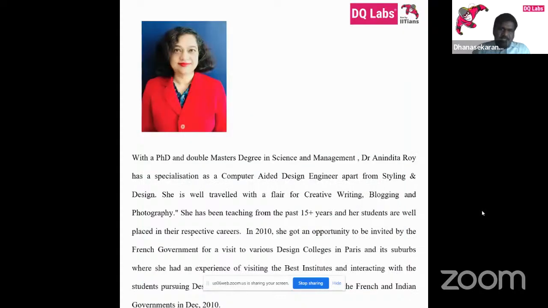Dr. Anindita Roy holds a PhD degree with a double masters in science and management. She is also a CAD engineer, other than her styling and design profession. She's good at creative writing, and is a blogger and photographer too. She has more than 15 years of experience in the academic field. In 2010, she got a special invite from the French government to visit Paris and tour the design colleges in and around Paris to understand the design practices and educational quality there. Now she's transferring that knowledge to the Indian design academic field, as a professor at ITM Design Institute.